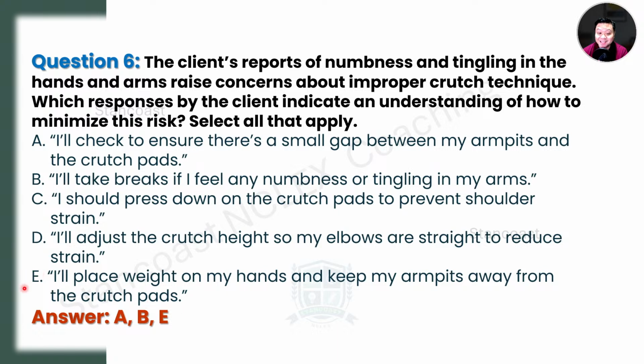If you selected letter D, I'll adjust the crutch height so my elbows are straight to reduce strain. Again, this is not appropriate because this will not allow that 30-degree angle of the elbow. This is causing the elbow to be extended. Remember, there should be at least 30-degree flexion of the elbow. And this will allow them to stabilize themselves and better control positioning themselves and holding the hand grip.